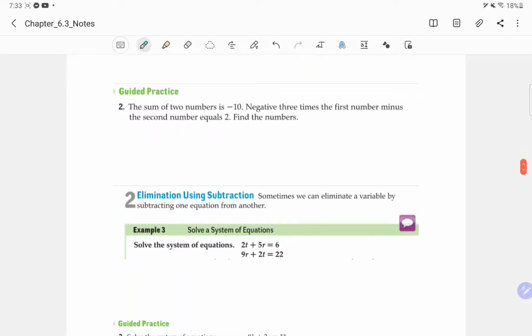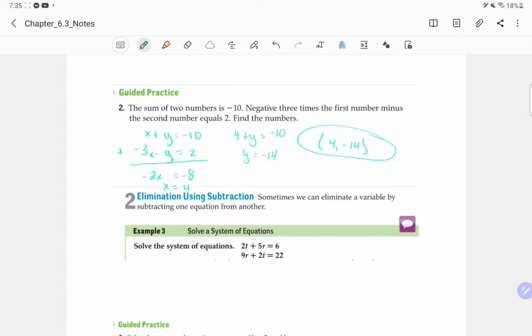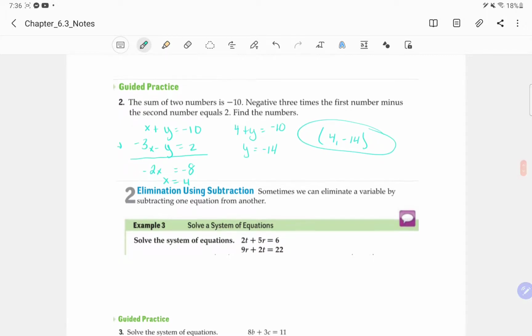All right, go ahead and try number 2. All right, for guided practice 2, you would solve here. So you needed to set them up. The sum of two numbers, sum means add, so it's x plus y is negative 10. And then the first number times negative 3 minus the second, so that's negative 3x minus y, and that's 2.